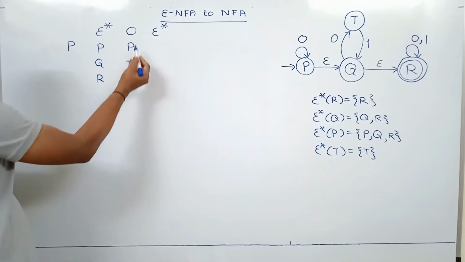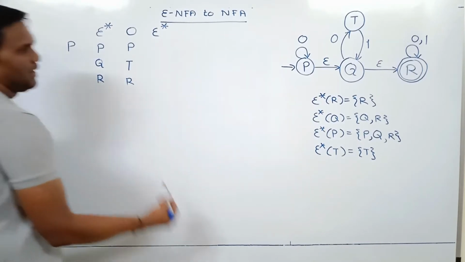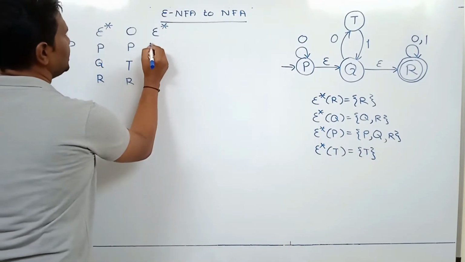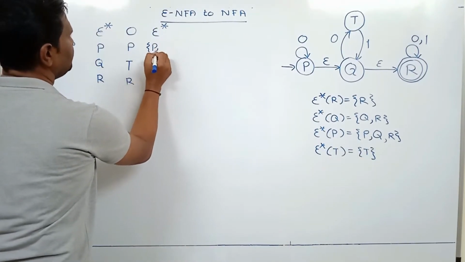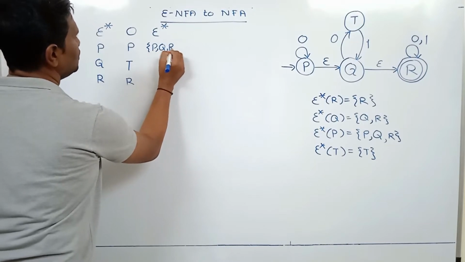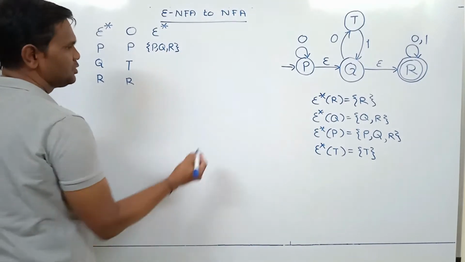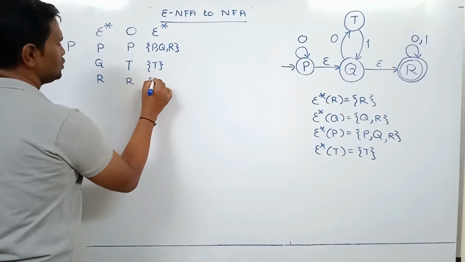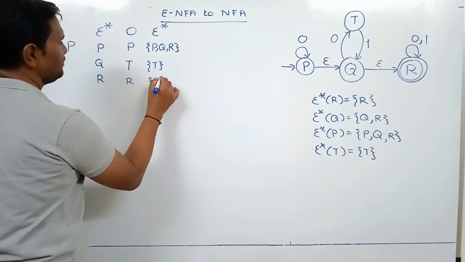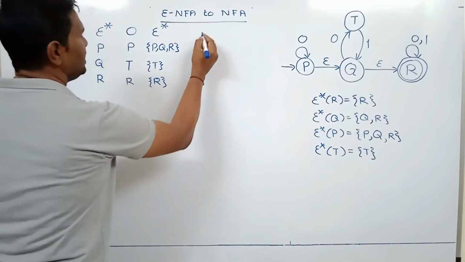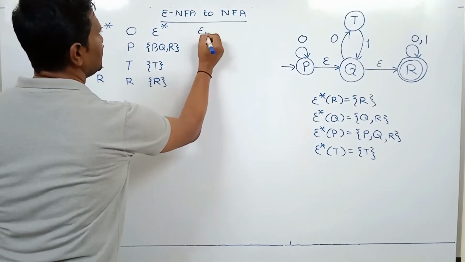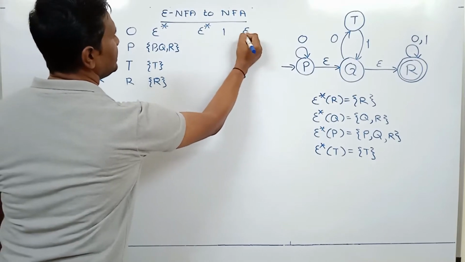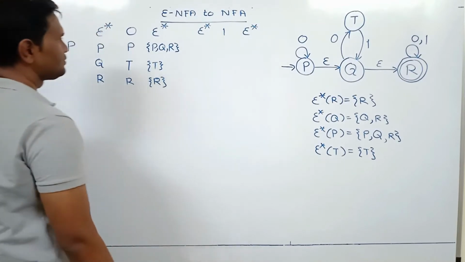Now we have to consider epsilon closure of these states. Epsilon closure of P contains P, Q, R, so here we write P, Q, R. Epsilon closure of T contains only T. Epsilon closure of R contains only R. Now similarly we have to consider epsilon closure, transitions for 1, and then again epsilon closure.